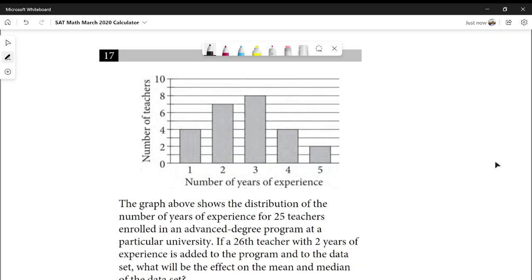Number 17. The graph above shows the distribution of the number of years of experience for 25 teachers enrolled in an advanced degree program at a particular university. If a 26th teacher with 2 years of experience is added to the program and to the data set, then what's going to be the effect on the mean and the median of the data set?